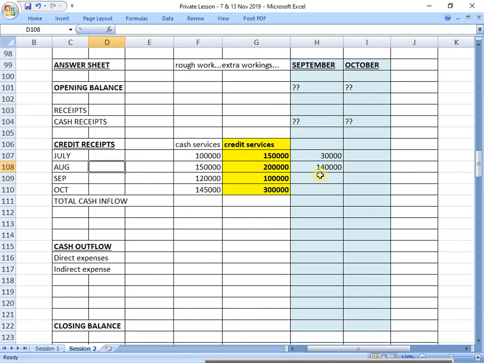Carry on. Still looking at August. When do I collect the rest? I collect another 20% when? In October. Good. Second month following the sale. If I'm looking at August, month number two is October. How much do I collect here? 20% of what? Of 200,000. Correct. Got that? Okay. September, you do it.